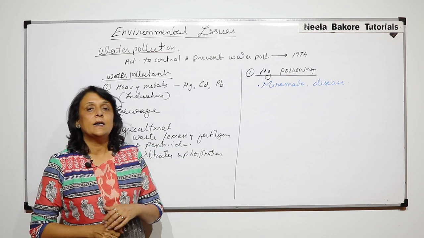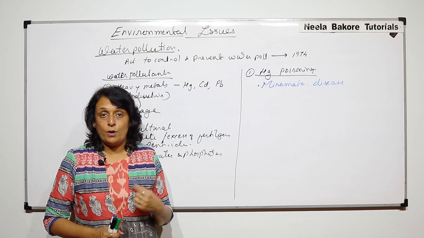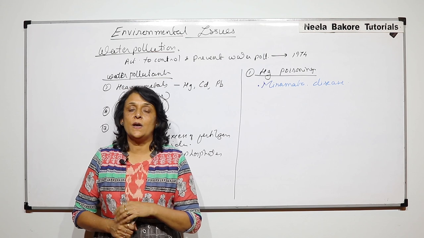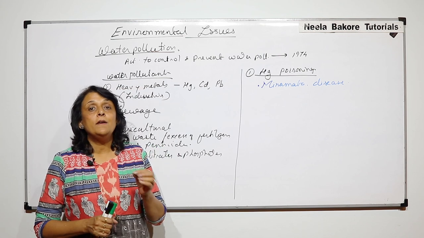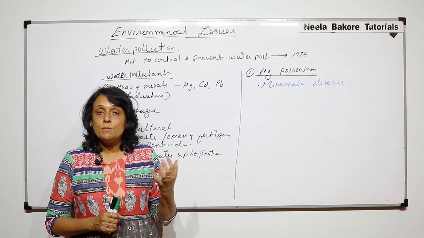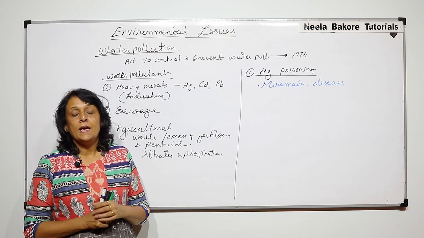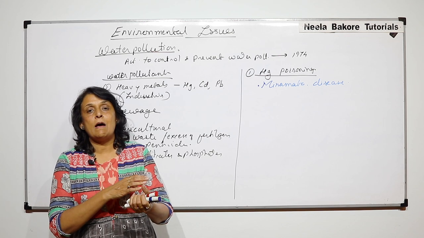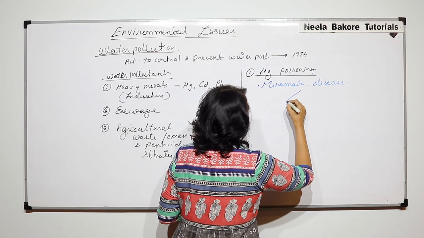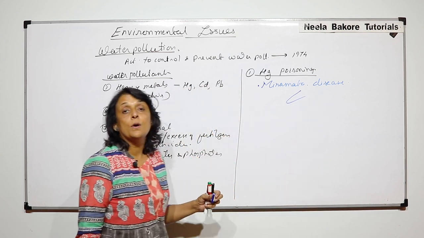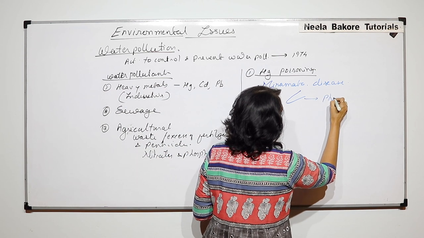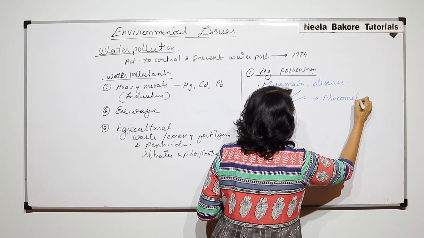So in Minamata, there were cases reported that every newborn in that particular short time period was born with deformed limbs. The hands or the limbs were in the form of flippers. Like we have upper arm, lower arm, then palm and digits and everything in place. The limbs were like flippers of whales. And this condition, such kind of limbs, this condition is known as phocomelia.